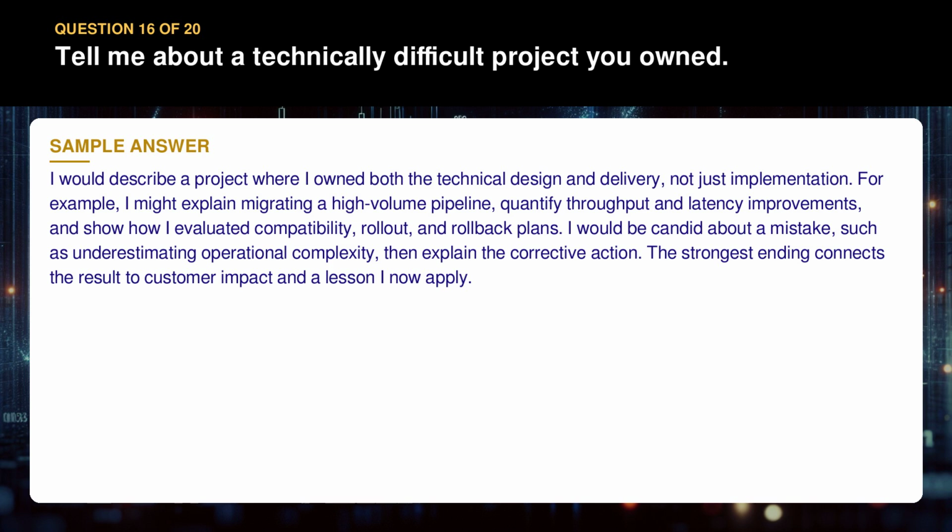I would describe a project where I owned both the technical design and delivery, not just implementation. For example, I might explain migrating a high-volume pipeline, quantify throughput and latency improvements, and show how I evaluated compatibility, rollout, and rollback plans. I would be candid about a mistake, such as underestimating operational complexity, then explain the corrective action. The strongest ending connects the result to customer impact and a lesson I now apply.